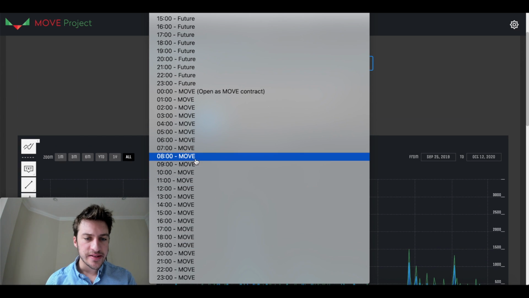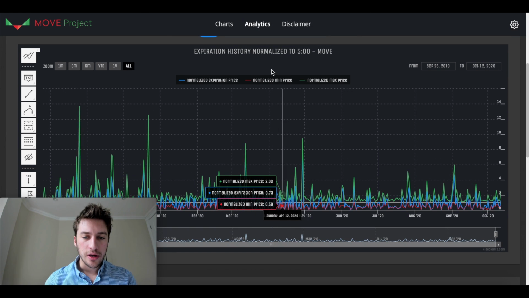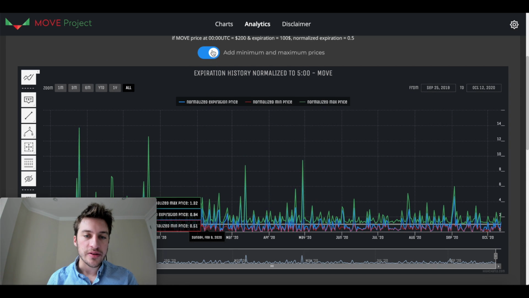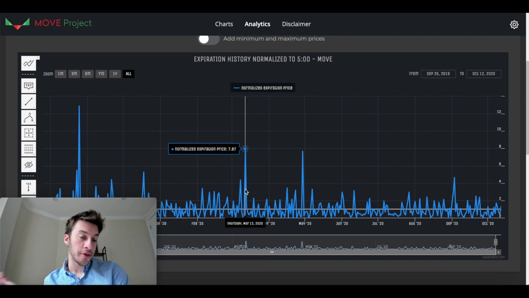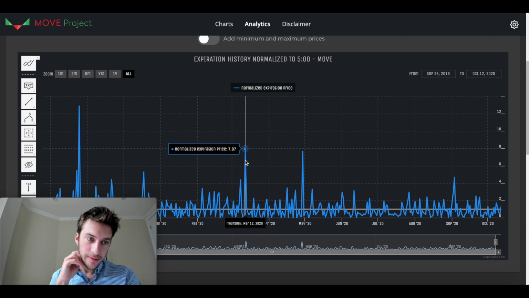So let's say at 5 UTC, what's typically happened? Oh, and here we go. At 5 UTC, we can see that if you had bought a move contract at 5 UTC, to make this simpler, on March 12th, you would have made 8 times your investment, okay? That is a fact right there. If you had bought at 5 UTC on here, for some reason, you would have made 8x if you held it till expiration.